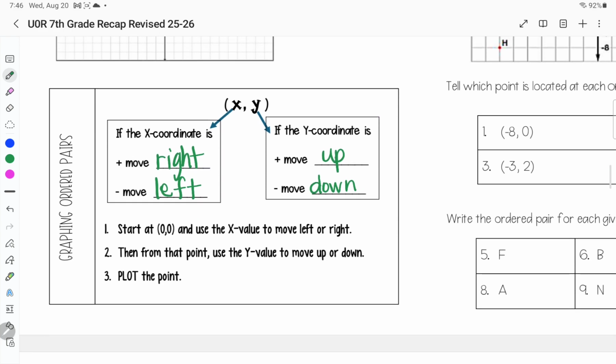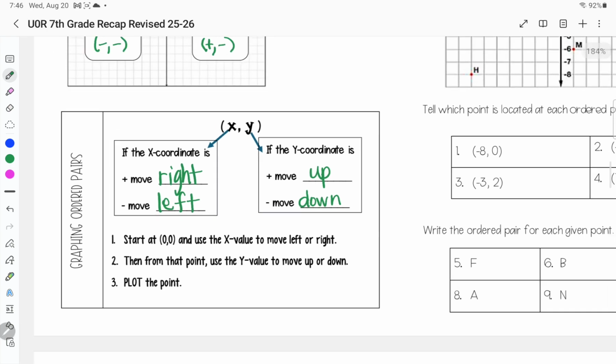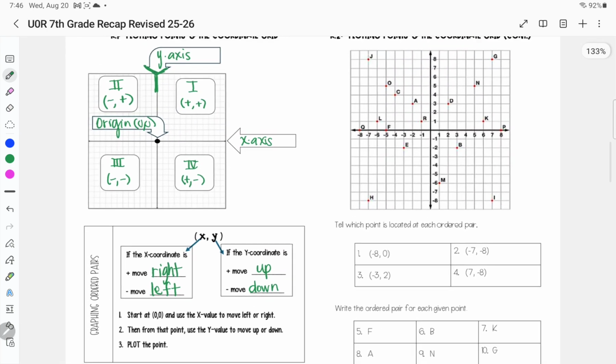So our rules say, start at 0, 0, use the X value, so we'll look here and it will tell us whether we're going to move left or right. And then from that point, we're going to use the Y value to move up or down, and then we'll plot. So let's practice these.